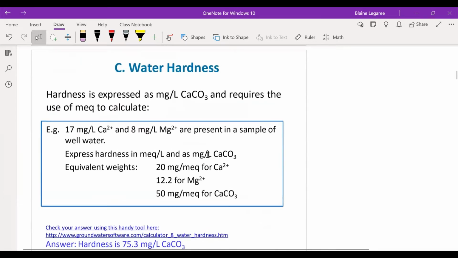So here's a sample question, and we can do this one right here on the side. To calculate hardness, there are 3 steps. The first step is we need to convert the amount of calcium here and the amount of magnesium to milliequivalents. So that's the first step. We'll make some notes here on the right-hand side.